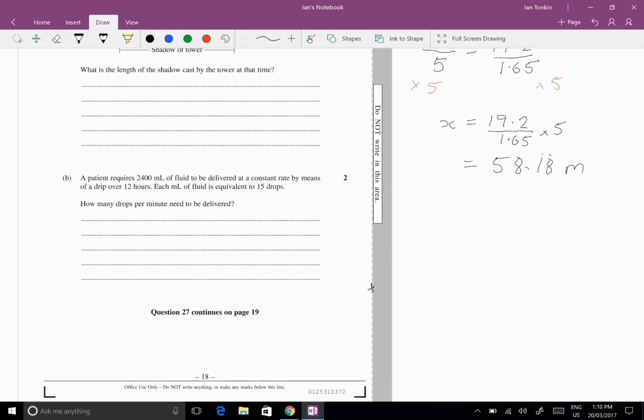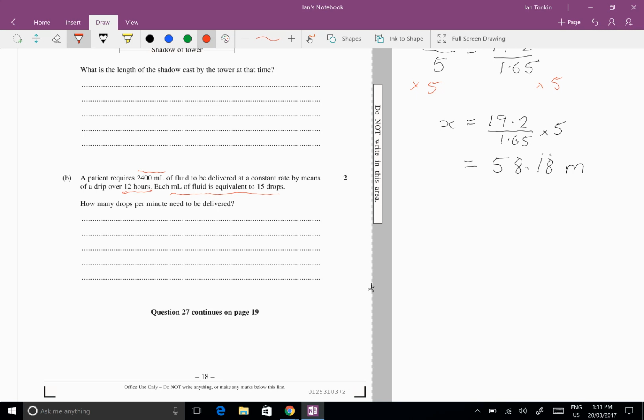Now, the next question. The next question is a ratio question. So what do we got here? Let's underline the things that we need to know. We've got 12 hours. We've got 240 mils. Each mil of fluid is equal to 15 drops. Okay? How many drops per minute need to be delivered?